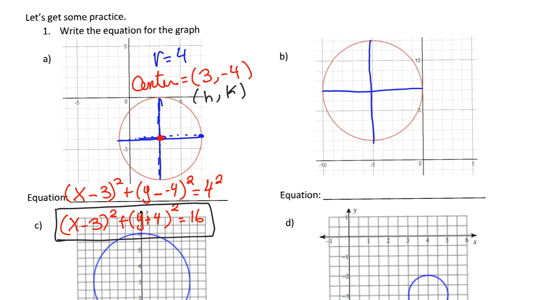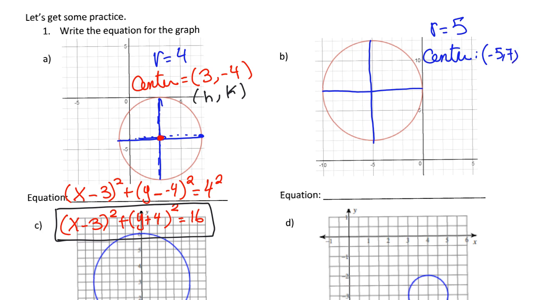And now we can move into the second graph. With the second graph, the radius is, no, it's eventually equal to 5. And your center is equal to -5. You want 5 to the left, and you want up 7. So it's -5 comma 7. And now you should be ready to write your equation.